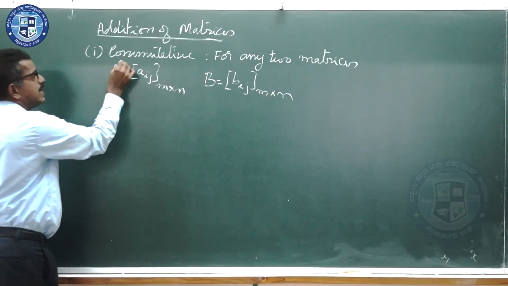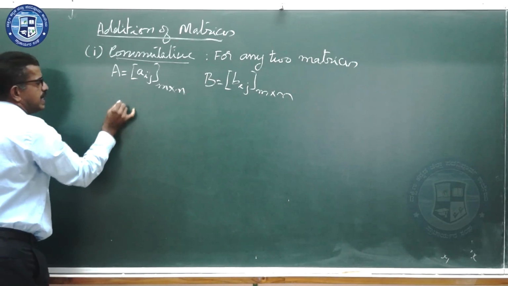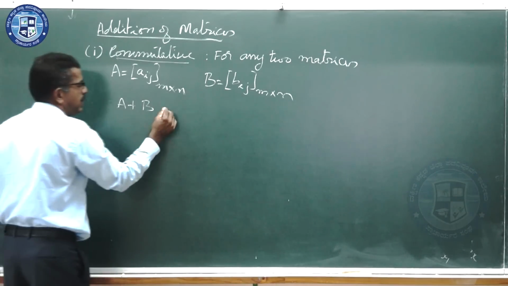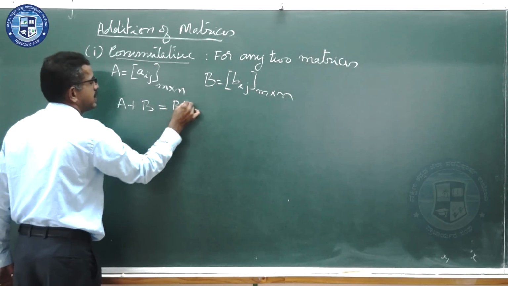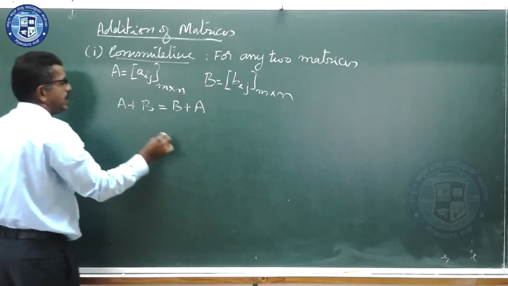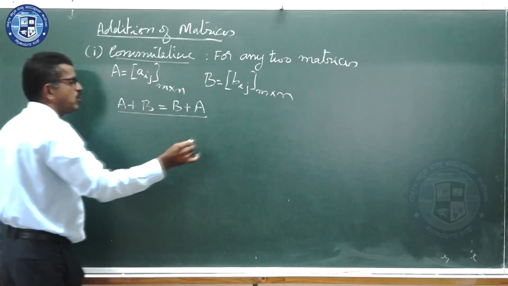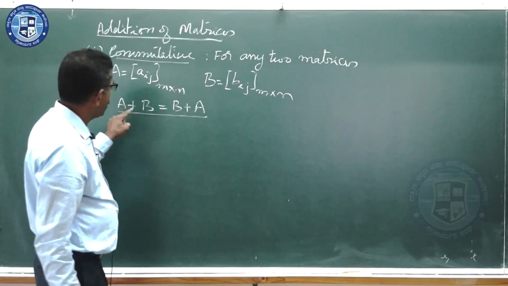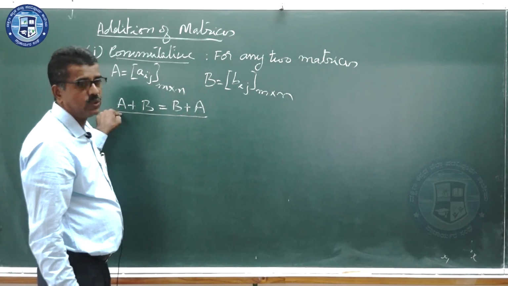Clearly, since it is commutative, it indicates A plus B. Matrix addition, A plus B should be same as B plus A. A plus B, if it is equal to B plus A, then only we can say that the addition of matrices is commutative.